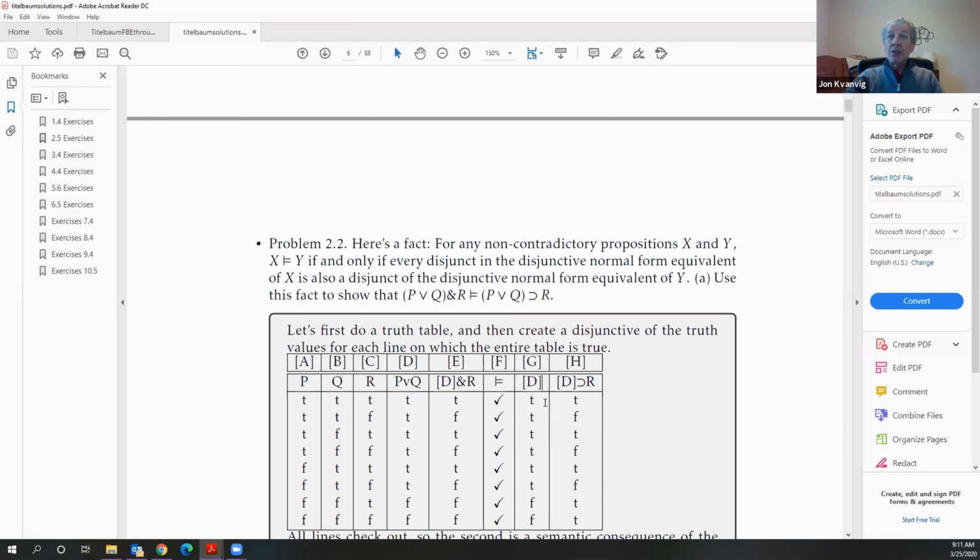So I do the truth table and then figure out whether the subset claim that's in the fact is sustained. And I put a check mark in every column where it was sustained. I put a check mark every time there wasn't a counterexample to the subset claim.